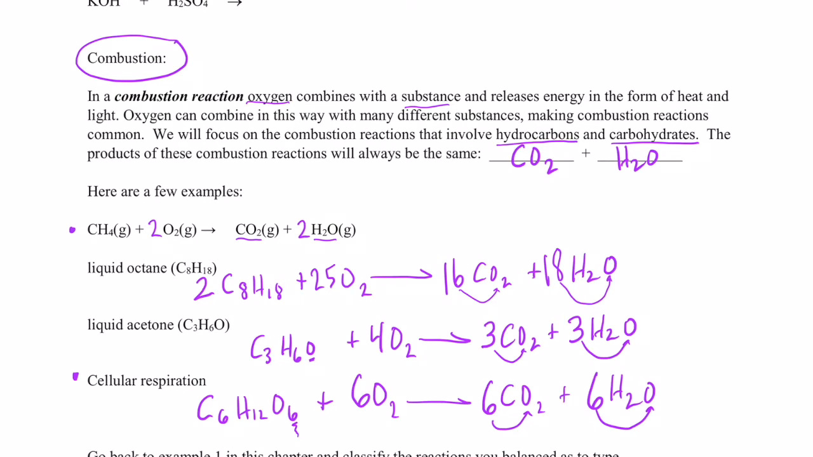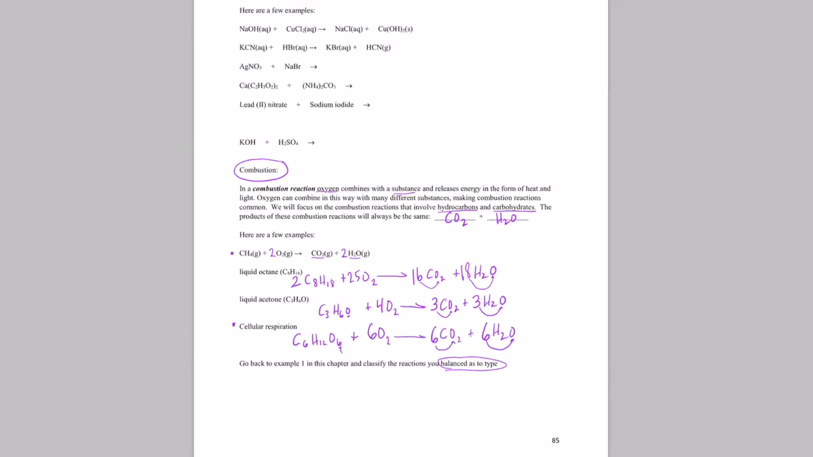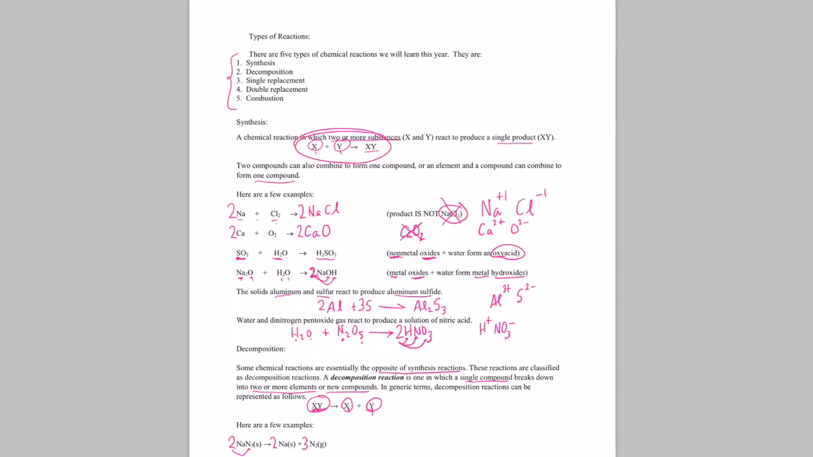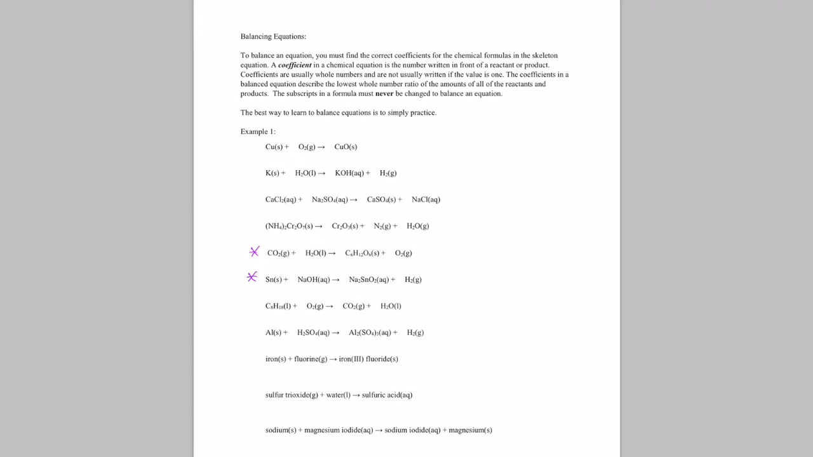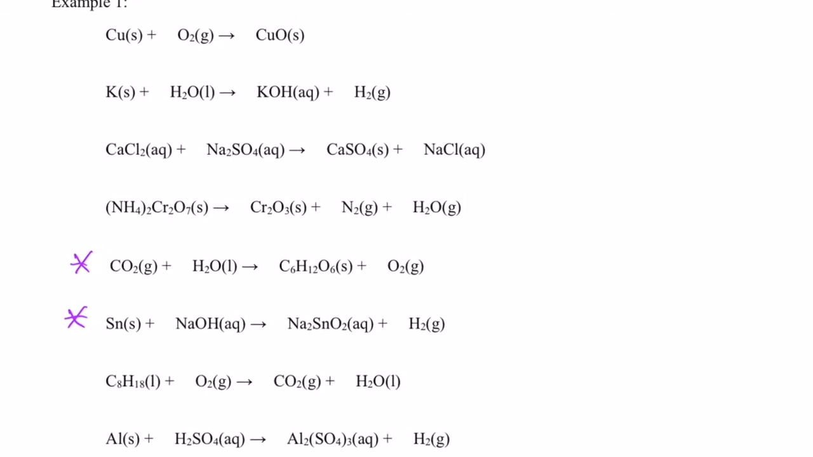Let's see now if we can go all the way back to question 1 in these notes and classify each of those reactions we did as to type. So we've already balanced them. Now we're going to try to classify them as to type. So let's go back. Boy, look at all that work we've done. Okay, here's example number 1.